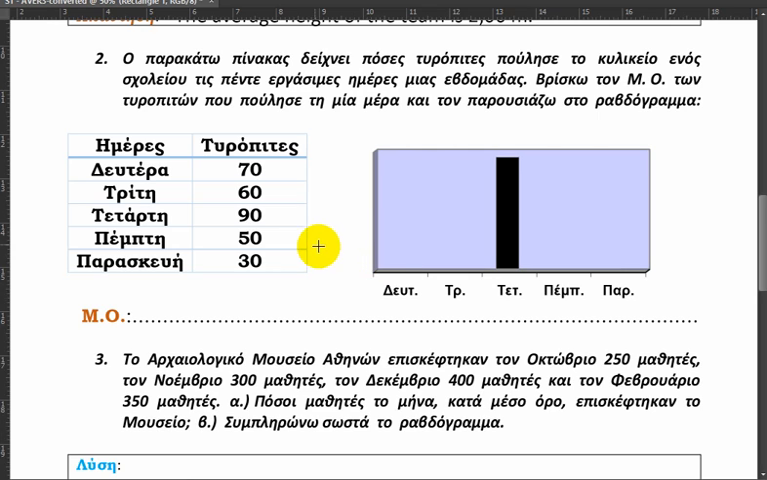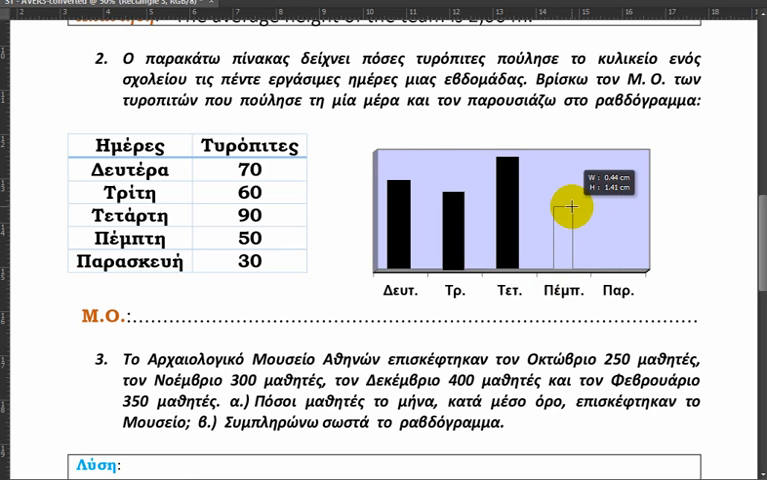And on Monday, I had 70, which is going to be quite a bit lower. Somewhere here. 60 is only going to be a little lower than that. So let's say here. 50 is going to be about halfway up. So we could say here. Yep. And 30 is going to be pretty low. It's going to be all the way down here.